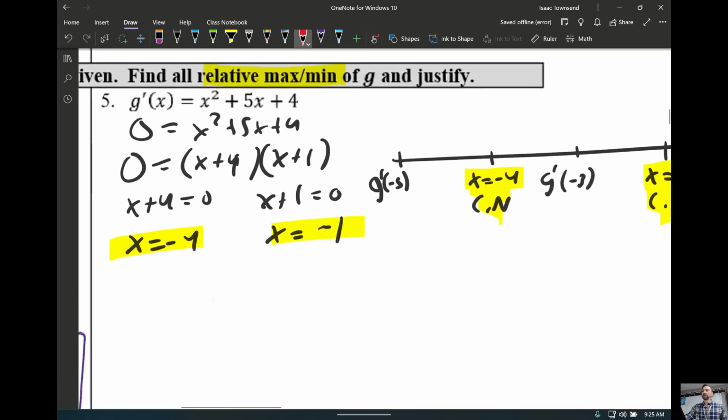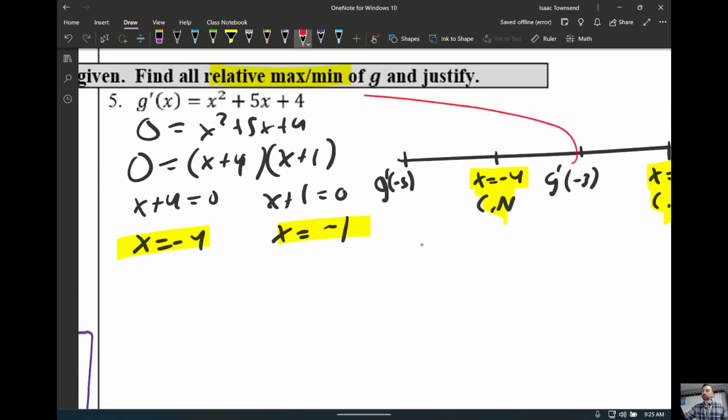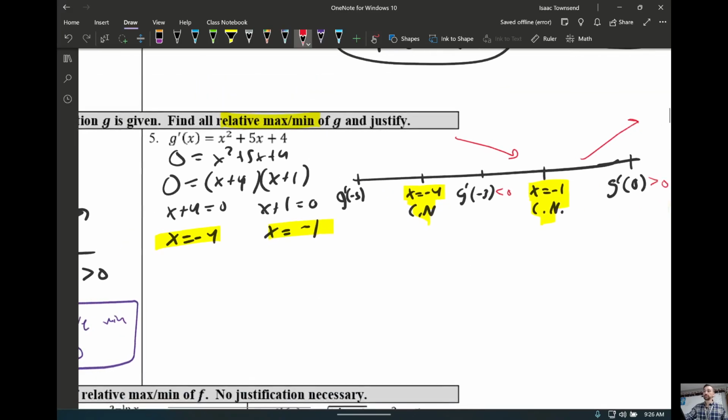Also, I don't know if you guys ever think of this, but did you plug them all in up here when you were finding these? That's fine if you can do that, but sometimes it's easier to plug it into the factored form, because -3 plus 4 is positive, -3 plus 1 is negative, a positive times a negative is negative. Sometimes that's easier than plugging into that, so just a suggestion. Same with -5. If I plug -5 into the factored form, I get a negative times a negative, which is positive.